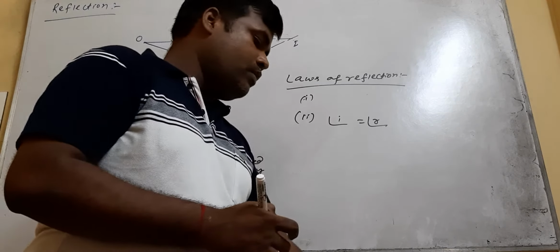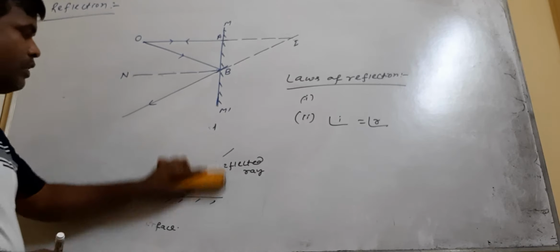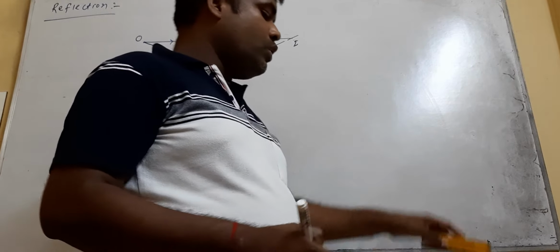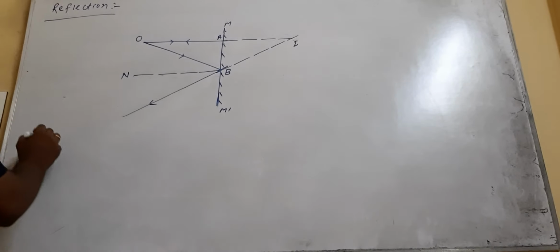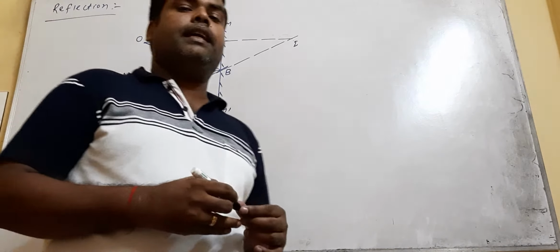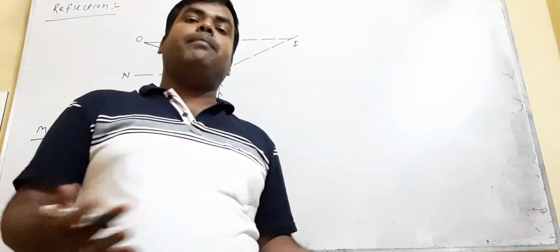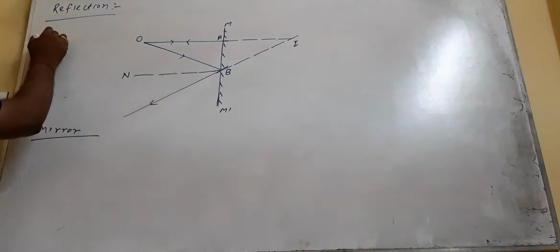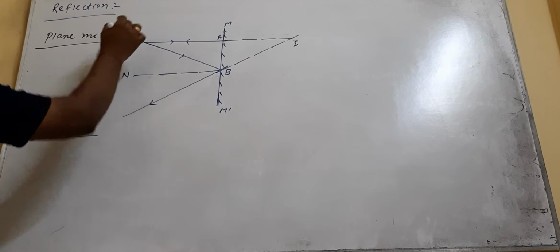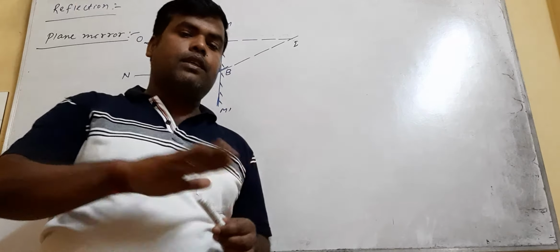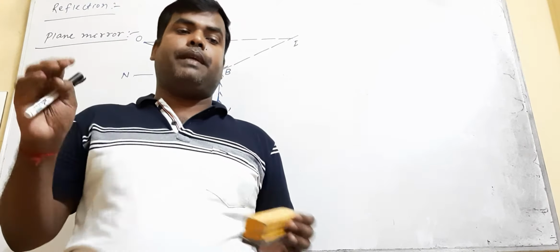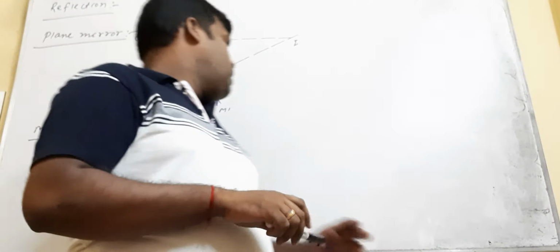So now come to mirror. What is a mirror? A mirror is a good reflecting surface. Mirror, you remember, is a good reflecting surface. What is a plane mirror? If the reflecting surface is plane, then it is called a plane mirror. It means a flat mirror is called a plane mirror.